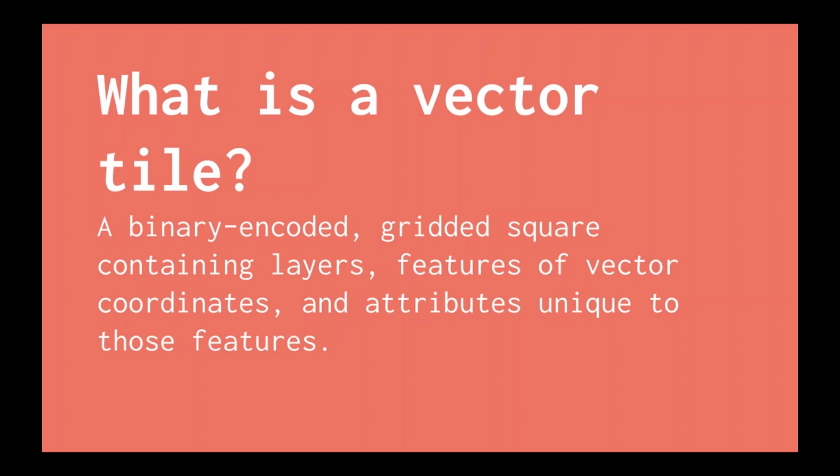But what is a vector tile? It's a loaded word. This is probably the densest description I could put together about what a vector tile is, so don't feel like I'm intentionally being overwhelming here. A vector tile is a binary encoded gridded square containing layers, features of vector coordinates, and attributes unique to those features. And we'll break that sentence down in a second.